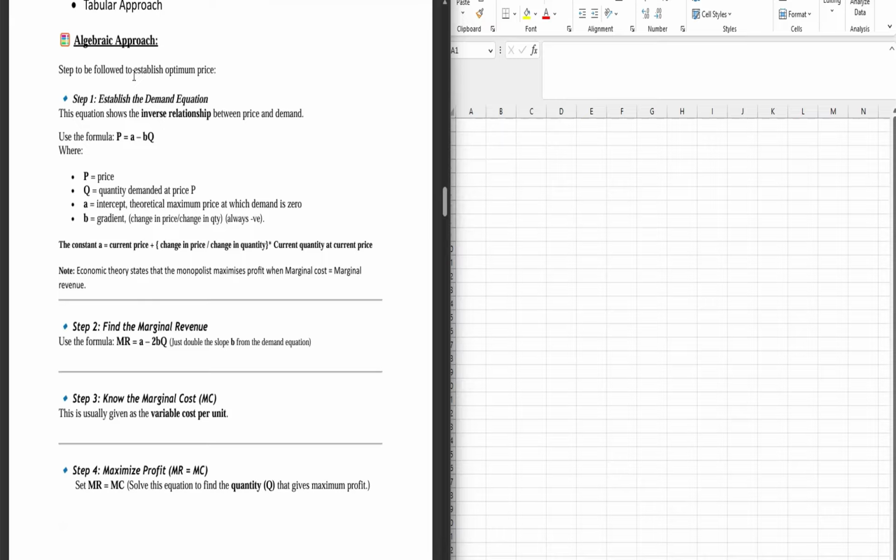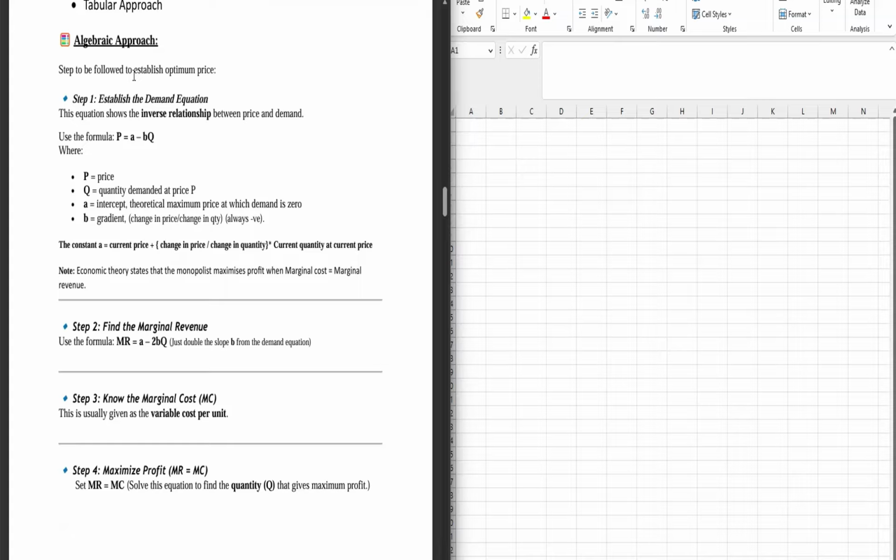So what is the P here? P is the optimum selling price, which we need to calculate, which the question has asked us to calculate. Now Q is the quantity demanded at price P. So if we are charging the selling price P, what would be our quantity demanded? Remember, there is an inverse relationship between price and demand. And A is the intercept, that is the theoretical maximum selling price where our demand will be 0.